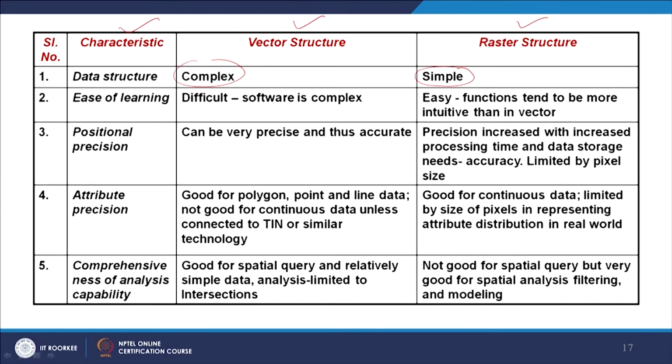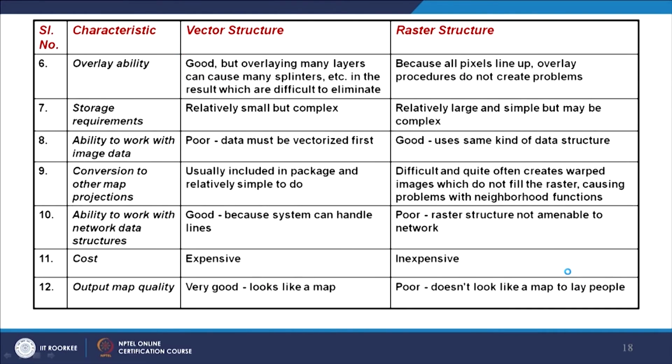Now, comprehensiveness of analysis capabilities: vector is good for spatial queries. I showed how to build a simple or nested query on point data or any other vector data, and you can do it quite easily. However, if I have to do a query on raster data, GIS software currently does not have that good a capability. So, that is one of the limitations of raster data.